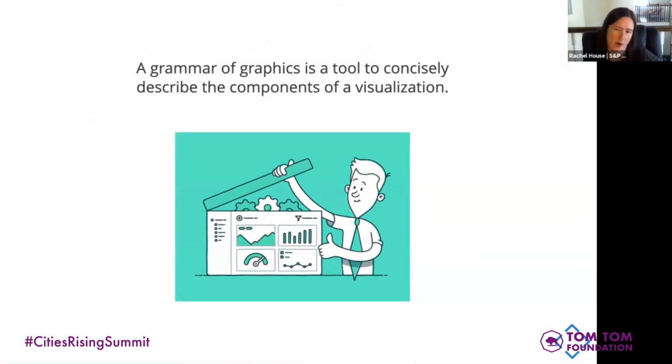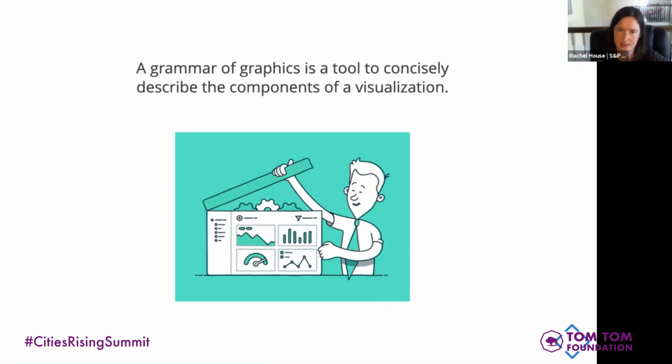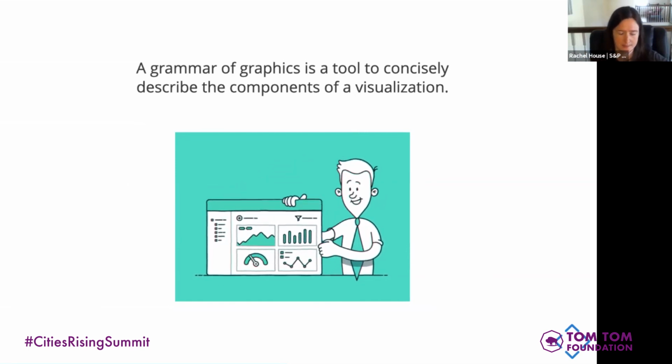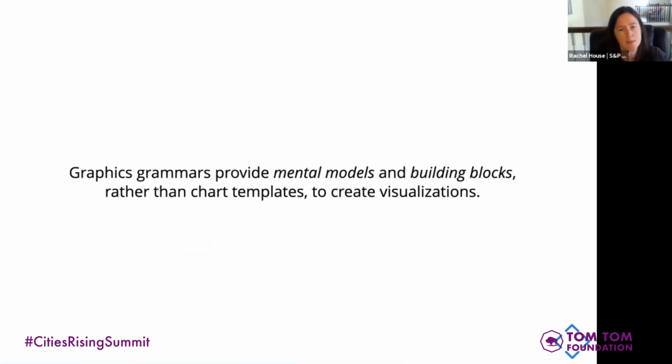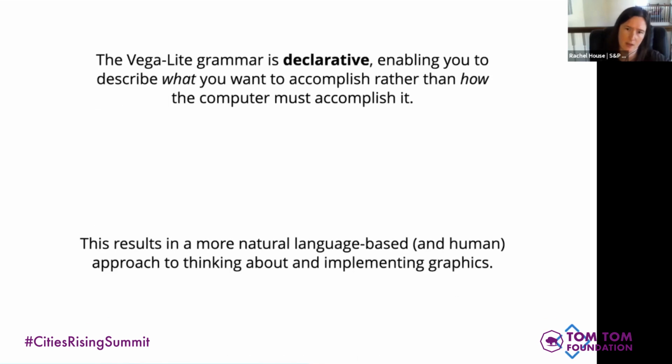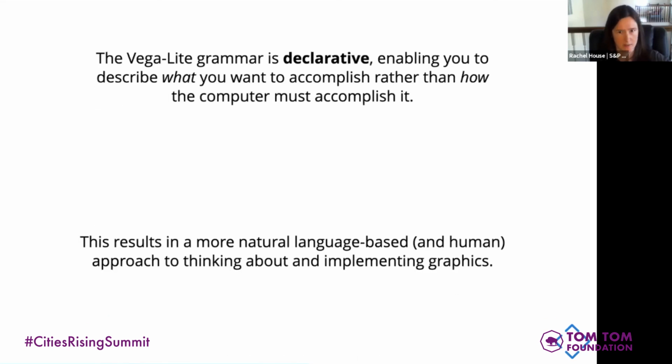First, a grammar of graphics is a tool that enables you to concisely describe the components of a visualization. Grammars of graphics provide mental models and building blocks rather than chart templates to create visualizations. The Vega-Lite grammar is declarative, which means that when using it, you can describe what you want to accomplish versus how the computer must accomplish it. And the resulting mentality is a much more natural language and human-based approach to thinking about and implementing graphics. It can be more intuitive than its counterpart, imperative.